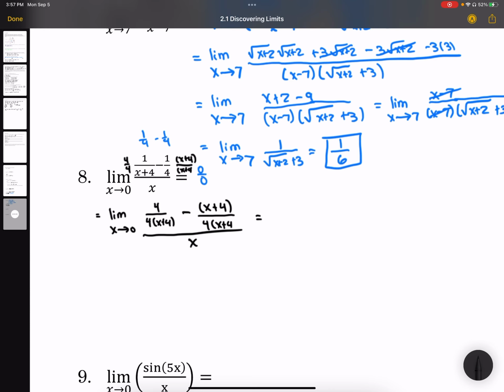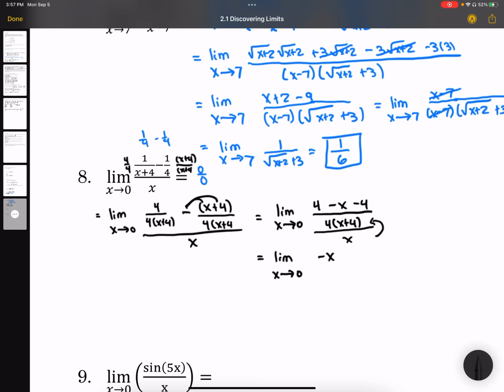So in our next step, we're going to get the limit as x approaches 0. We're going to have 4, and then we're going to distribute this negative. So 4 minus x minus 4, and all of this is divided by 4 times x plus 4, and all of that is divided by x. So in our next step, we get the limit as x approaches 0. 4 minus 4 is 0, so we're going to get negative x.